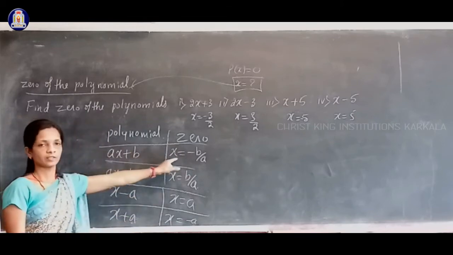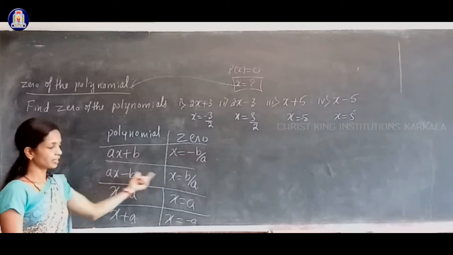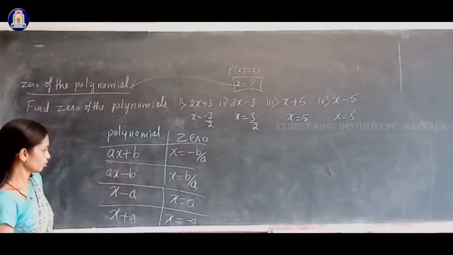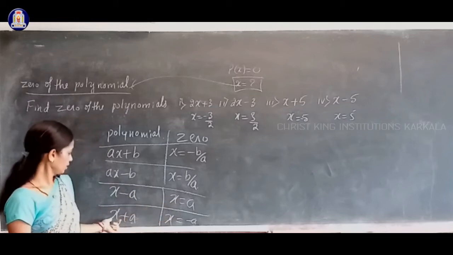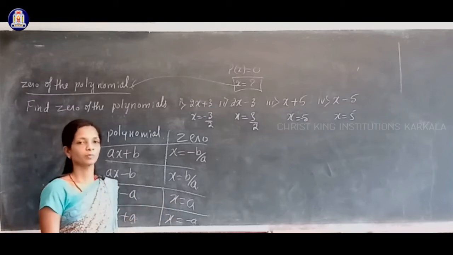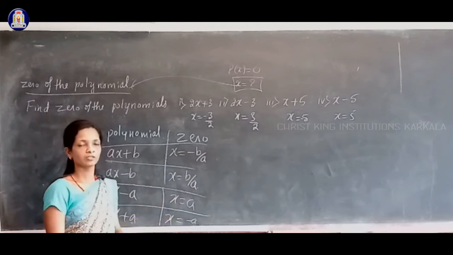ax plus b, x equal to minus b by a; ax minus b, 0 of the polynomial is x equal to b by a; x minus a, 0 of the polynomial is x equal to a; x plus a, for that 0 of the polynomial is x equal to minus a.